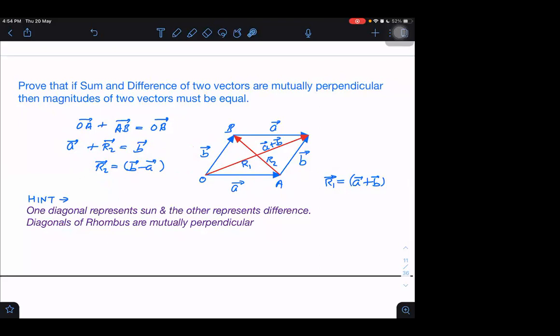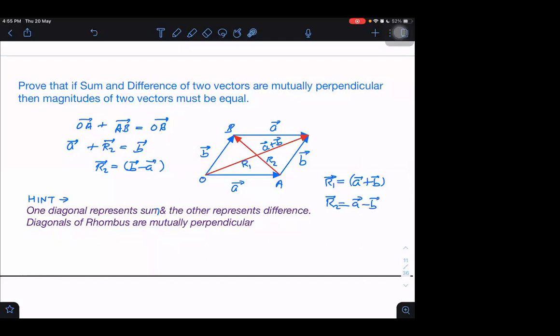So now, can you follow this hint? And from that, can you reach the conclusion or not? One diagonal represents the sum, and the other represents the difference. R1 represents the sum, and R2 represents the difference.